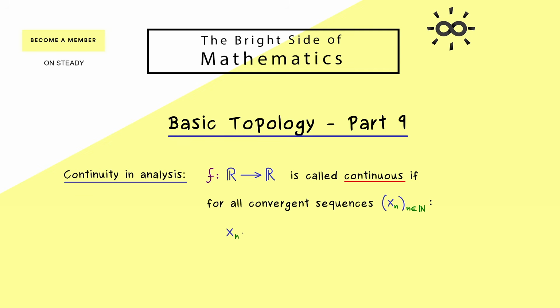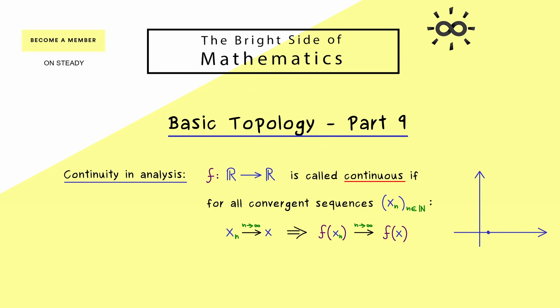And now, since we assume it's convergent, it has a well-defined limit x. So we have convergence in the domain, this is the assumption, and now this should imply that we also have convergence on the right hand side in the codomain. In other words, the sequence f of xn has to be convergent as well. And indeed, we want to have even more. We want that the limit is also given by f of x. And this is it. This is the definition of continuity by using sequences.